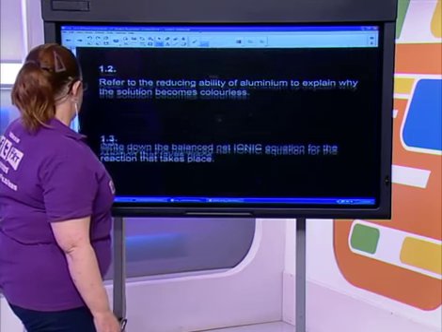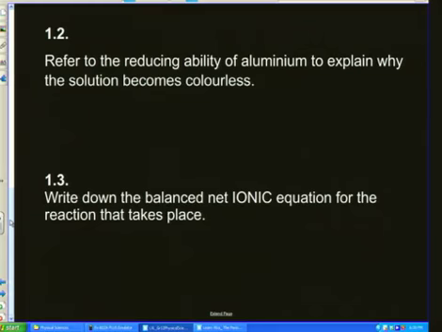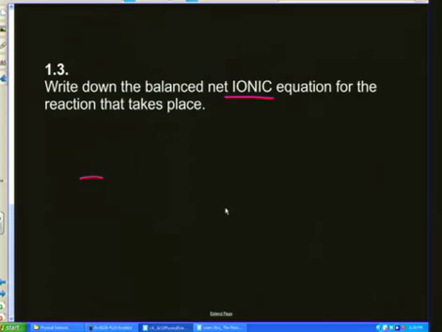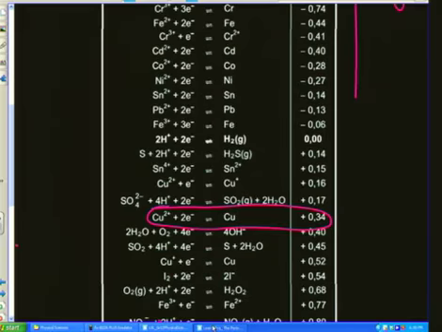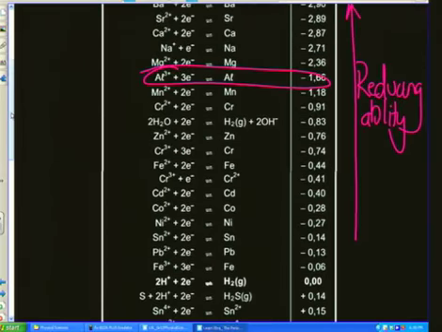So that leaves us with the next one. Now write down the balanced net ionic equation. Ionic, that's great. That means we can leave in all the charges for the reaction that takes place. So let's go back over here and we're going to start with the aluminium. It's the better reducing agent, which means the aluminium is going to get oxidized.